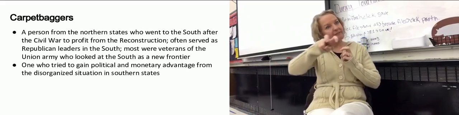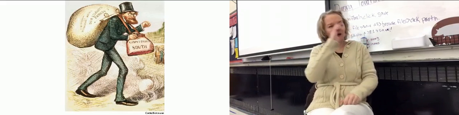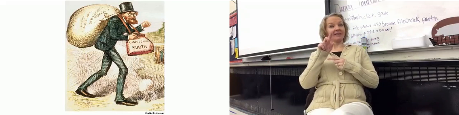So this is the common political cartoon that you will end up seeing. Basically what this shows is you have the carpetbagger, and the carpetbagger is going to go down to the South with this little carpetbag right here. And here's basically what he's going to do.